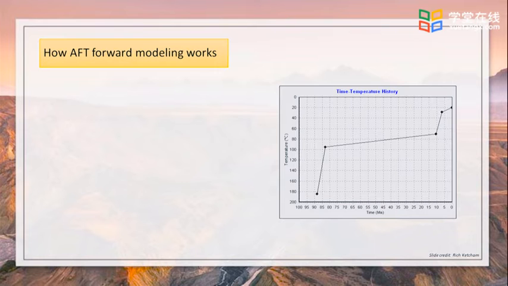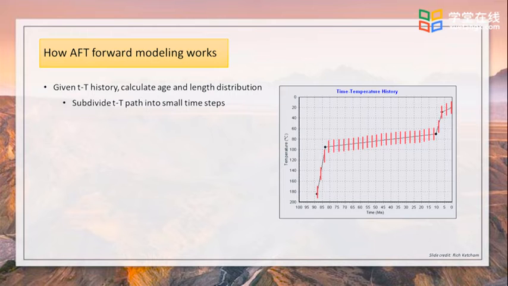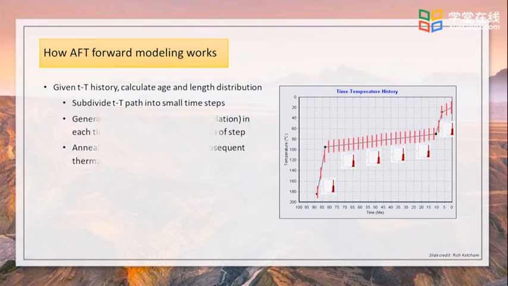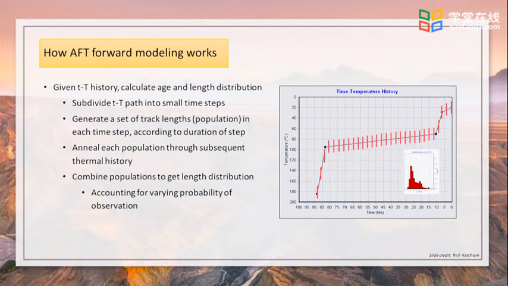So, how does HeFTy do AFT forward modeling? Here, AFT is short for apatite fission track analysis. Given the time-temperature history, calculate the age and length distribution. The time-temperature history is divided into small time steps. Then, the program will generate a set of track length populations in each time step, according to the duration of the step.